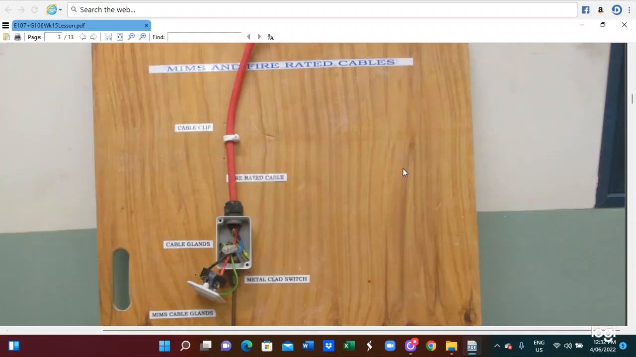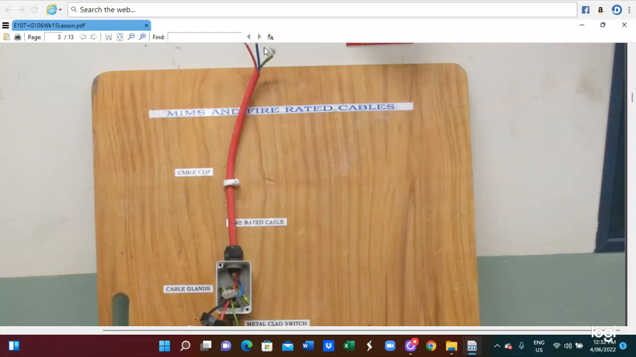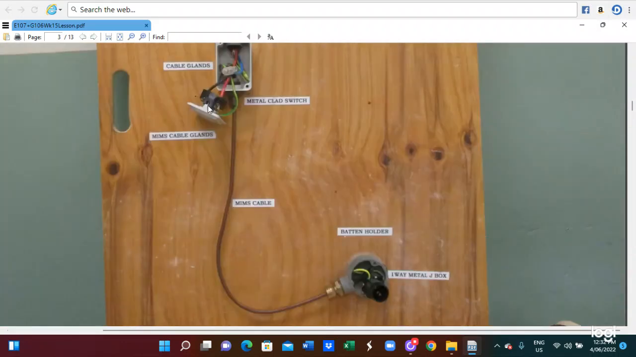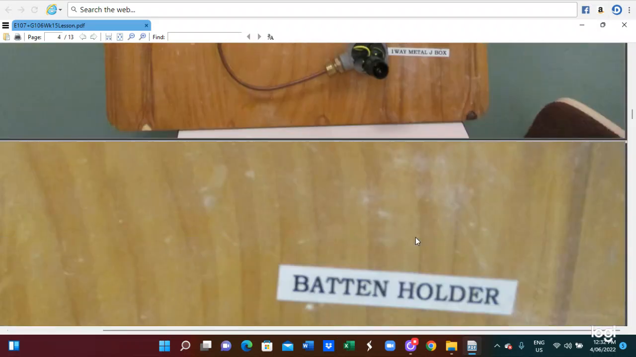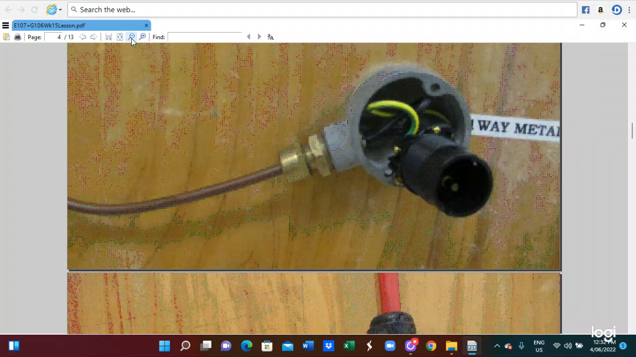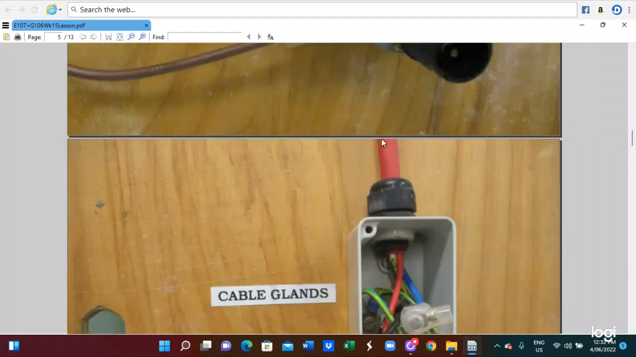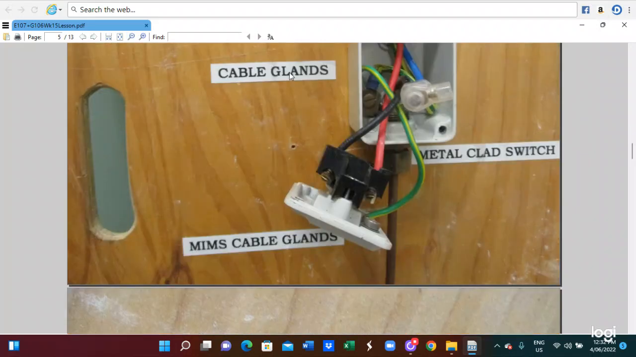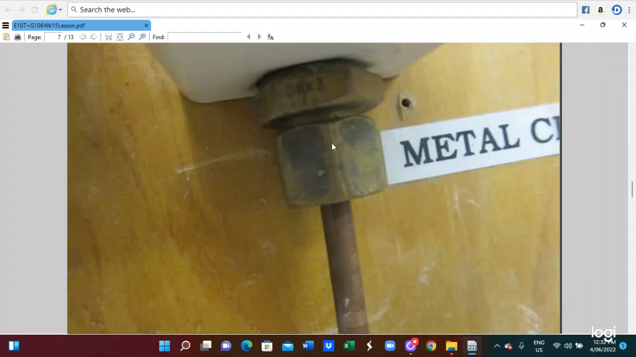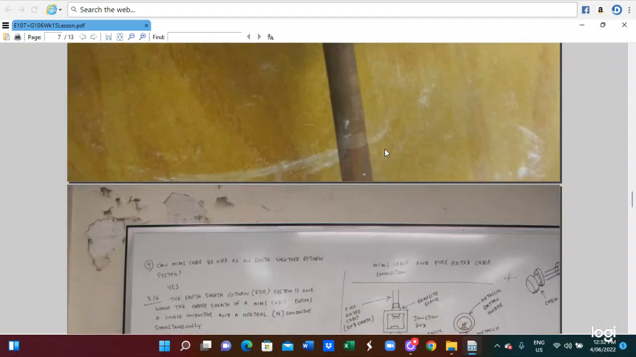So here is a steel wire armoured cable construction. This is one of the connections to the cable gland, and this is the switchboard. So this is the MIMS cable connection to the switch. Here you can see the batten holder. So the MIMS cable enters the batten holder. And this is the cable gland. Also the MIMS cable construction. So this is the cable gland construction of the MIMS cable. The metallic gland construction is here.